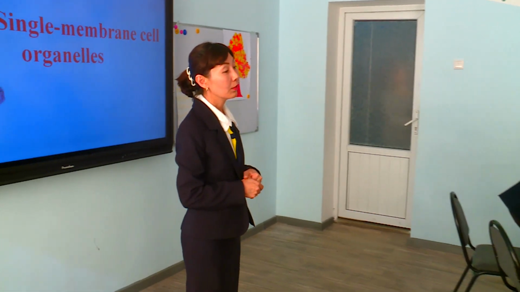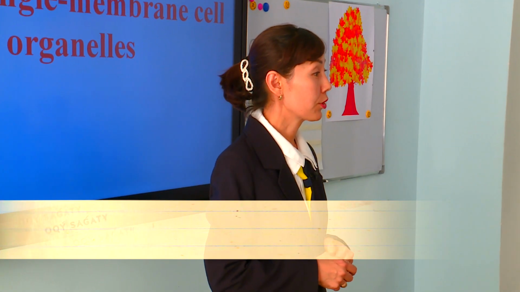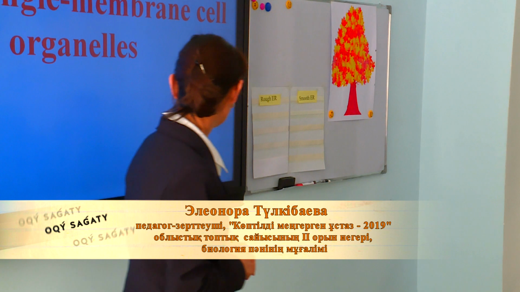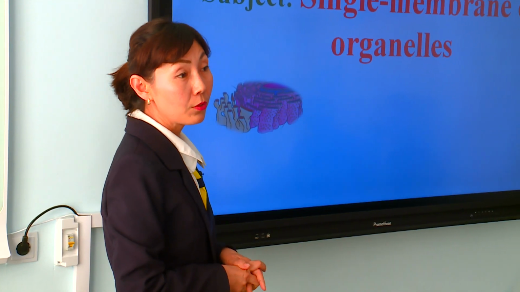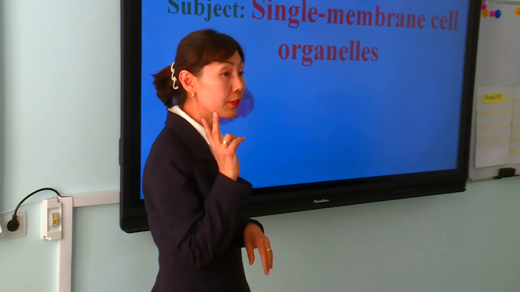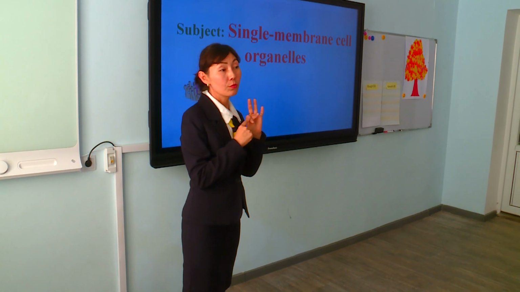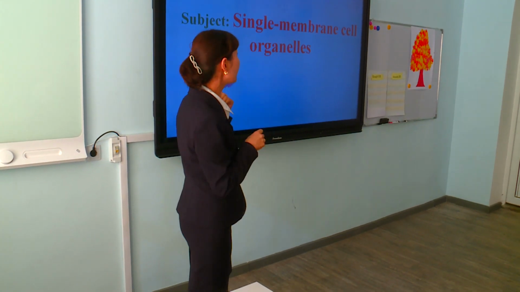Sit down. In the last lesson, we studied the structure and function of the cell. Today we continue to explore the function and structure of the cell. We know there are two types of cell: single membrane cell and two membrane cell. Today we study the single membrane cell.